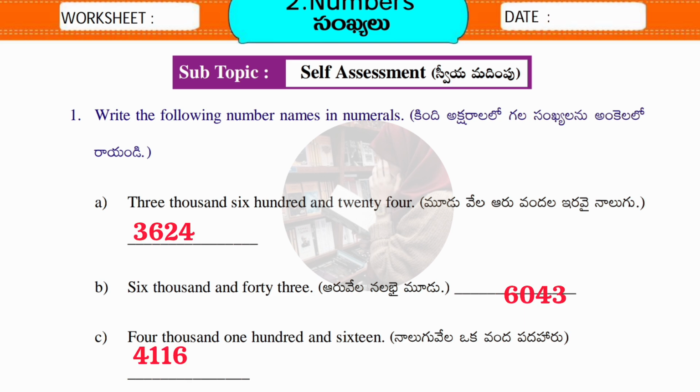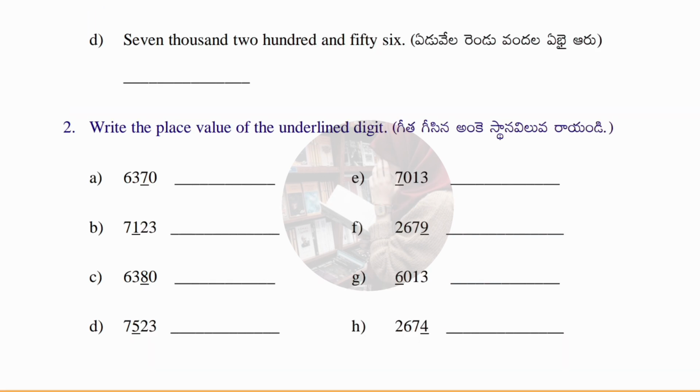Next, second one, 6043. So you can write it as 6043. Next, third one, 4116. You can write it as 4116. Next, we'll see the fourth question, which is 7256. You can write it as 7256. Understood, guys? Now we'll move to the second Roman, which is write the place value of the underlined digit.